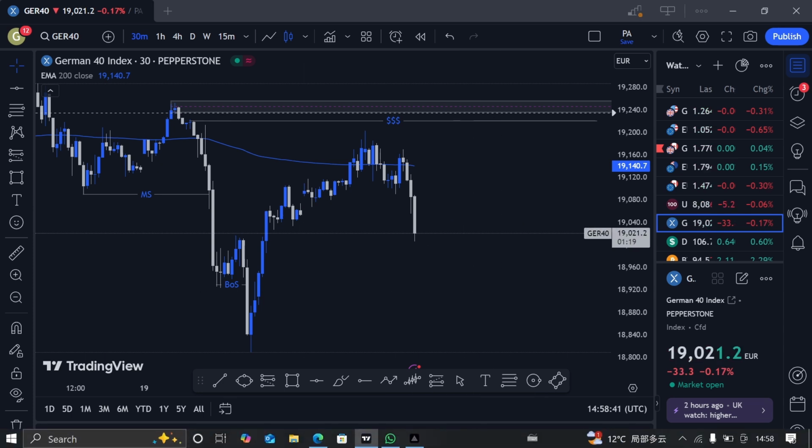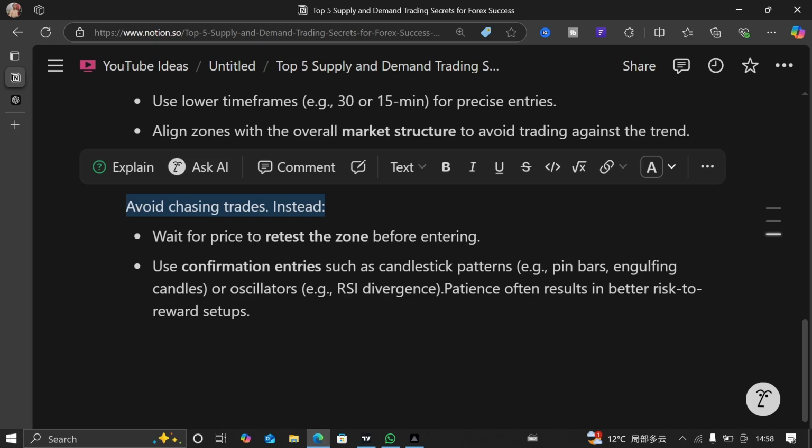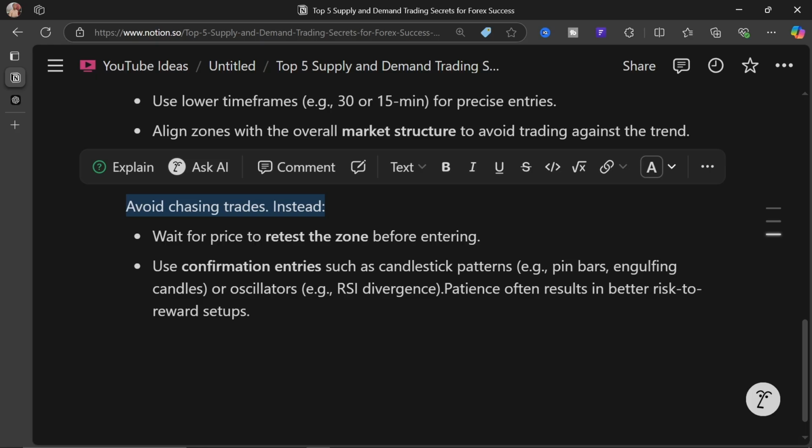If you really want to become successful at trading, you need to learn the act of being patient and waiting for the market to come to you. Now, number 3, use confirmation entries such as candlestick patterns, e.g. pin bar, engulfing candles, or oscillators, e.g. RSI divergence. Patience often results in better risk to reward setups.